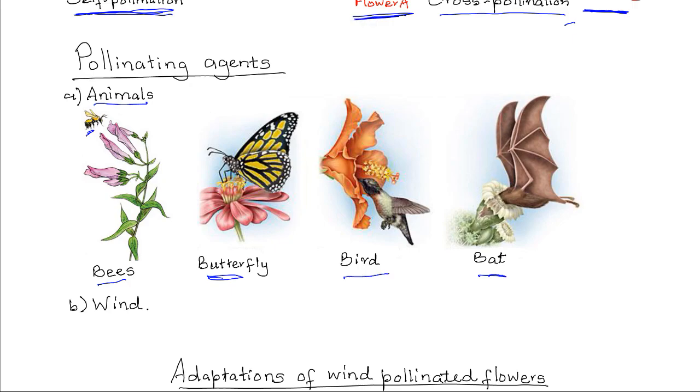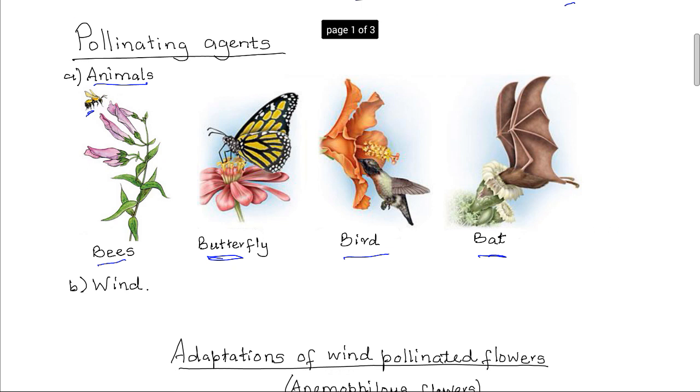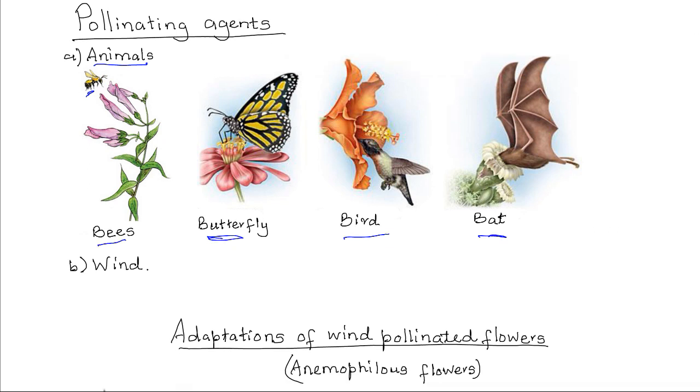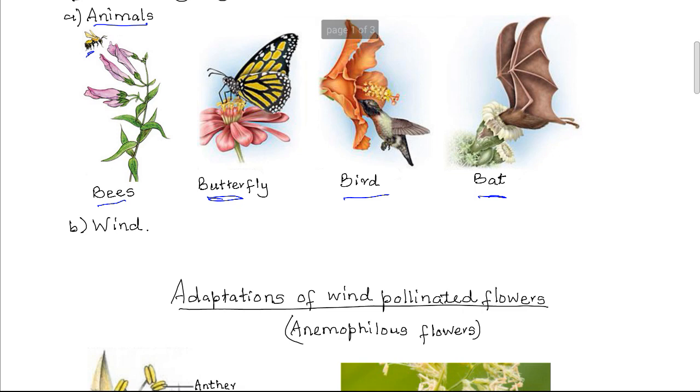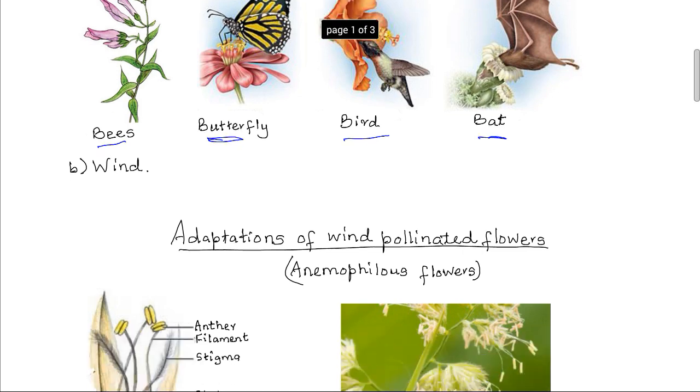Now, different flowers have structural adaptations that adapt them to precise agents that are used for the transfer of pollen grains. That is, the structure of any individual flower is related to the precise agent used to transfer the pollen. So there are two categories of flowers based on the agent that transfers the pollen grains. These are the wind-pollinated flowers, also known as anemophilous flowers, and the insect-pollinated flowers.